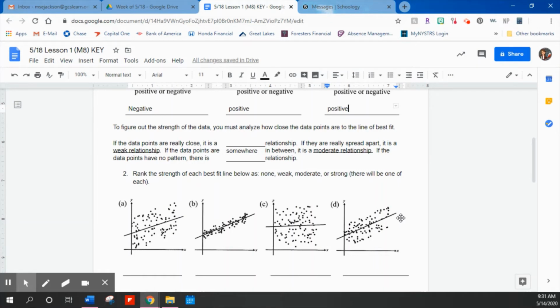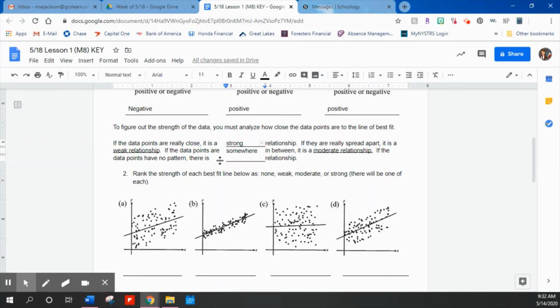Now we're going to talk about the strength of our data. To figure out the strength of the data, you must analyze how close the data points are to the line of best fit. If the points are really close to each other and really close to that line of best fit, it's going to be a strong relationship. If they are really spread apart, it is a weak relationship. If the data points are somewhere in between, it's called a moderate relationship.